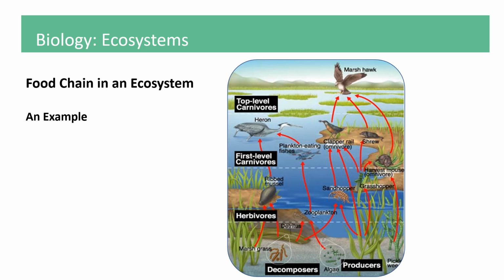This may help you in your investigation. Here is a food chain in an ecosystem. We talked about decomposers, we've talked about producers, herbivores, first-level carnivores, and top-level carnivores. This could be important.